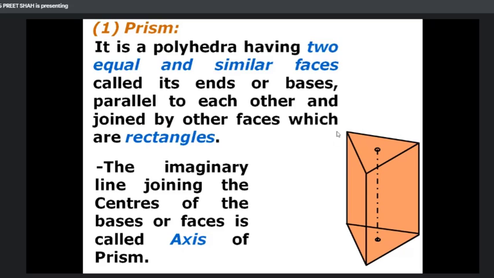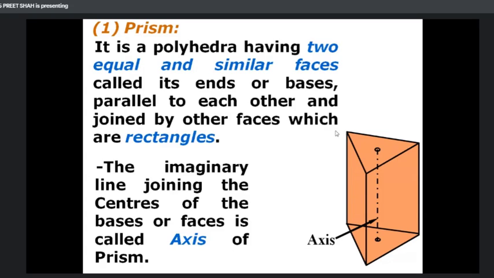Now, next one: the imaginary line joining the centers. You can see here the imaginary line joining the centers of the faces. If the center of the top and the center of the bottom are connected by an imaginary line, this imaginary line is called the axis of the prism. Understand what the axis of a prism is? The imaginary line joining the centers of the bases is called the axis of the prism.